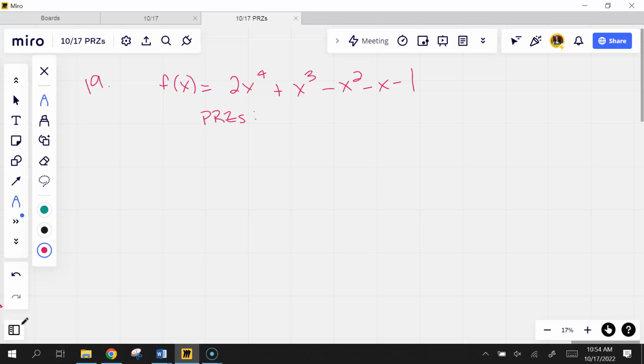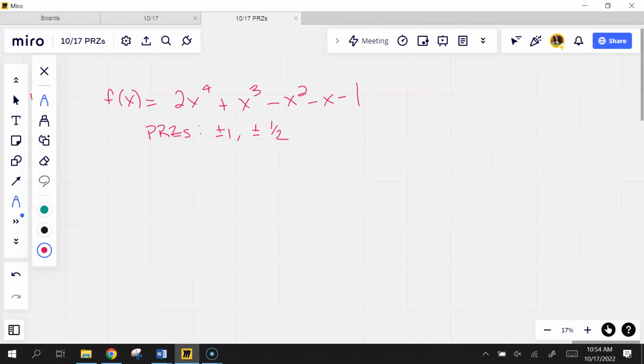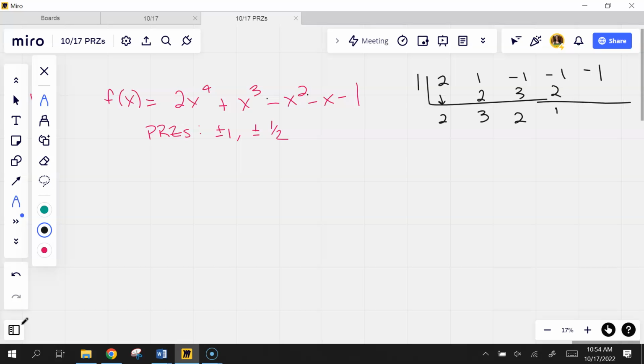All right, PRZs. What are they? Plus or minus 1. Pretty nice to have so few PRZs. Not nice to have a fraction. I'm going to start with 1 because that's generally where I start. 4, 3, 2, 1. 1, -1, -1, -1. Drop it. 2, 2, 3, 3, 2, 2. 1, 2, 1. Nope. 1 does not work.